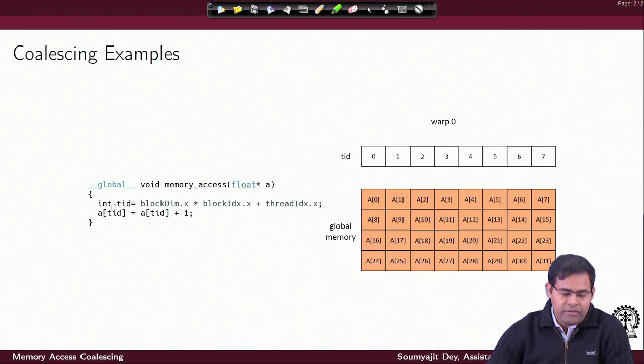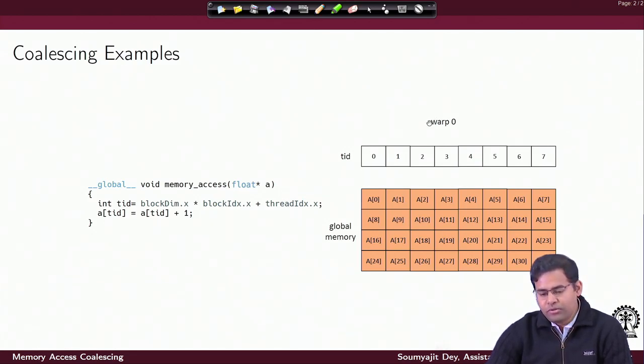So this is your TID, and all that you are doing is, for every TID, you are accessing the corresponding TID indexed location in the array A. So let's say this is your warp 0. For this warp 0, you have got the consecutive thread IDs, and we are just taking an example here. So you have, let us say, these 8 threads executing inside warp 0.